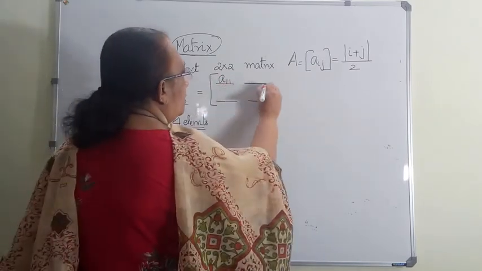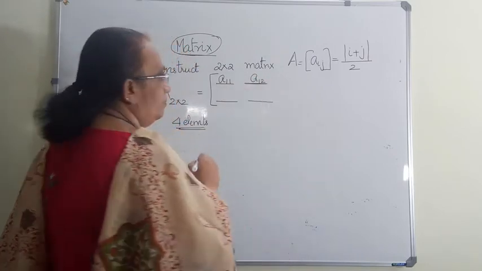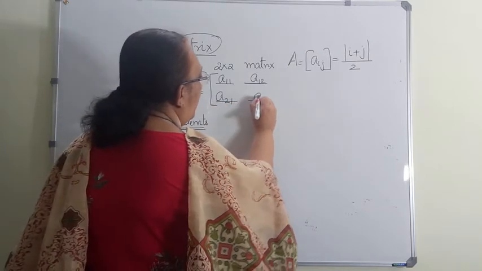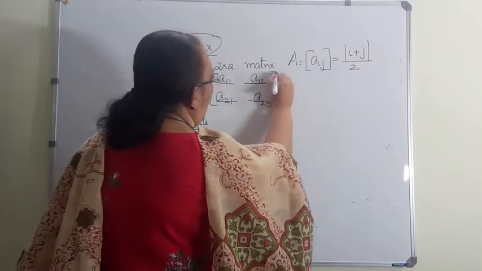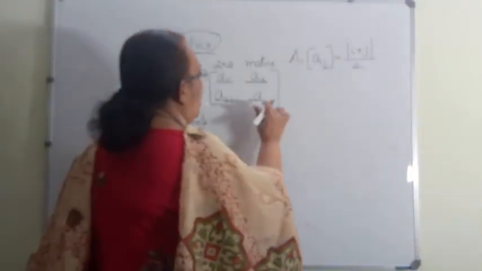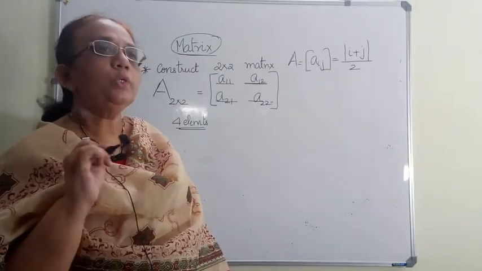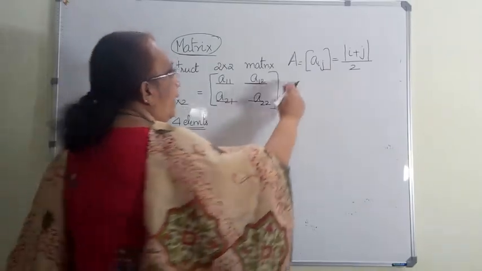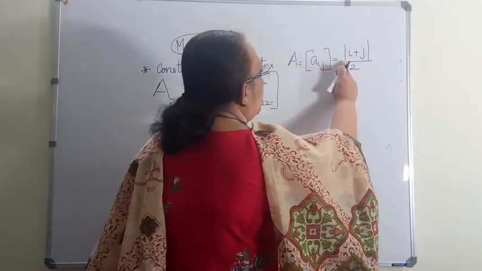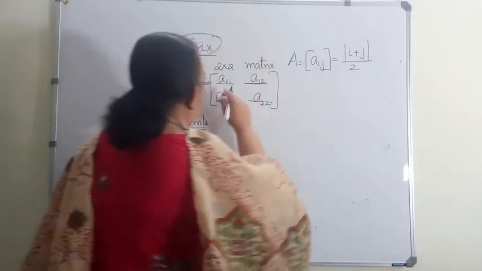The second element in the first row is A12. This will be A21 and A22. Still we don't know what the elements are. How do we get those elements? So aij is equal to the absolute value of i plus j divided by 2. Let us find out.